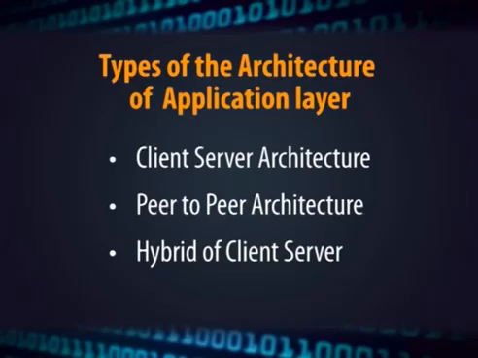When accessing information on a device, the data may not be physically stored on that device. If that is the case, a request must be made to the device where the data resides. The architecture of the application layer has different types, mainly client server architecture, peer-to-peer architecture, and hybrid of client server.